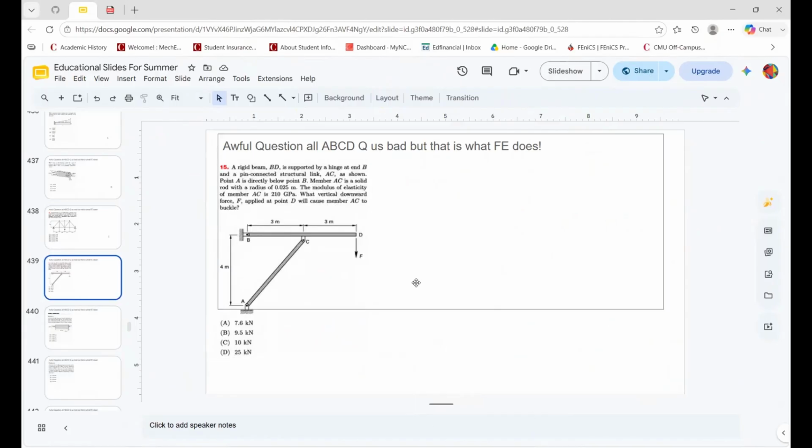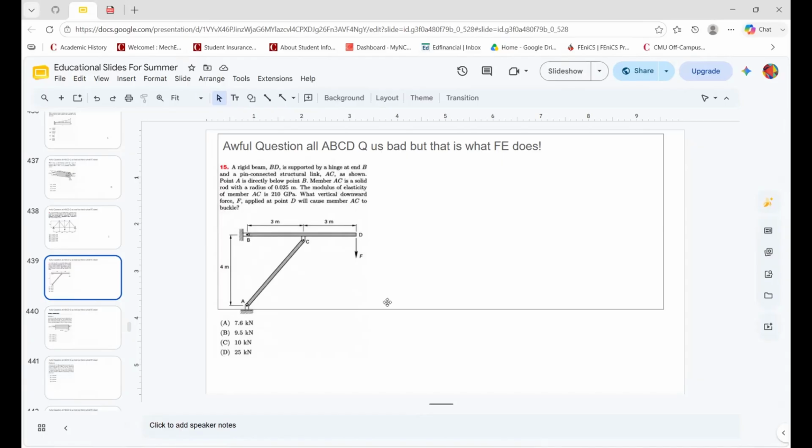We move on to the final question of the review overboard, which is 15. A rigid beam BD is supported by a hinge at B and a pin-connected structural link AC, as shown. Point A is directly below point B. Member AC is a solid rod with a radius of 0.025. The modulus of elasticity of AC is 210. The vertical downward force F applied at point D will cause member AC to buckle. Okay, fair enough.